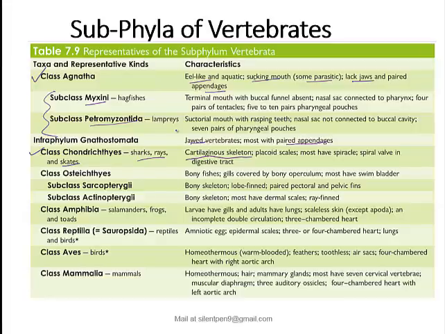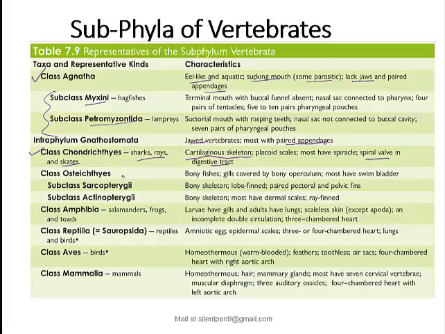So cartilaginous skeleton is a common feature of which group? So you should remember this perfectly. Chondrichthyes generally have the cartilaginous skeleton. Examples are sharks, rays, and skates, and they have a spiral valve in the digestive tract.